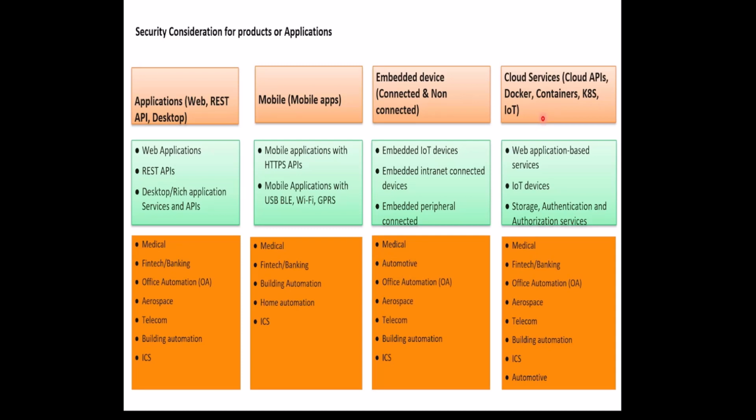So each category, the end-to-end security, how we need to execute that aspect we can see in this course in a very detailed way. When we come to the product domains, there will be multiple domains. Example, medical based application or product, fintech banking based applications, office automation applications, aerospace applications, telecom, building automations, industrial control automations. So there will be multiple domains. Each domain, the security process, how we need to consider that aspect also we can see in this course.